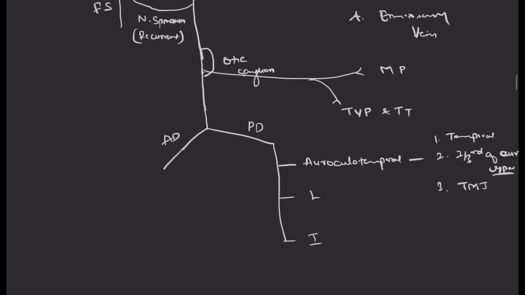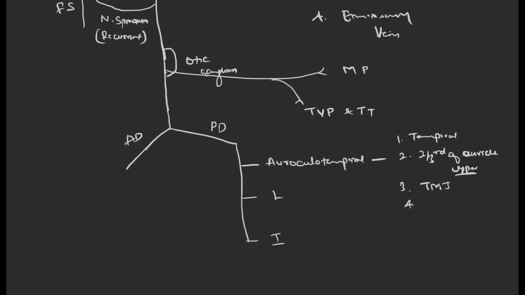Number three is the temporomandibular joint. Number four is the parotid gland, and it supplies the parotid gland also. Remember this. And the L in ALI is the lingual nerve. The lingual nerve supplies the general sensation from the anterior two third of the tongue.